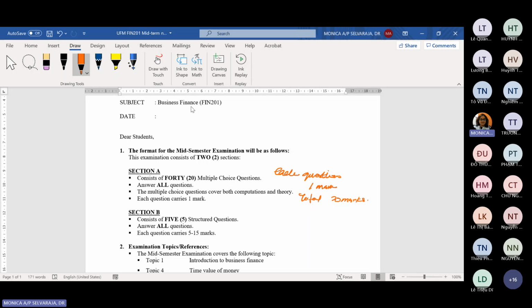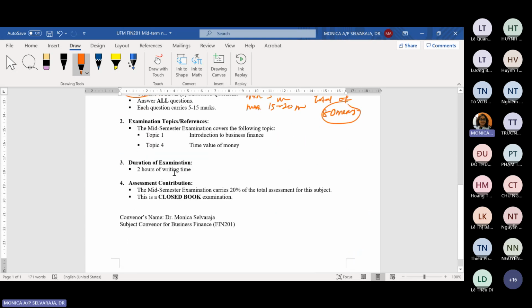And then for section B, you will be given 5 structured questions. So here it will be a minimum of 5, maximum of 15 to 20 marks each. This one will be a total of 80 marks. So section B gives you 80 marks, section A gives you 20 marks. When you add, you will be given 100 marks. So we will be marking it upon 100.